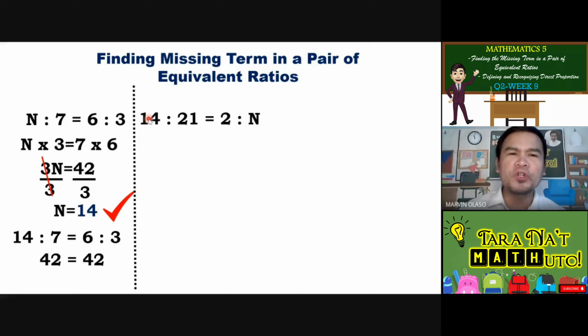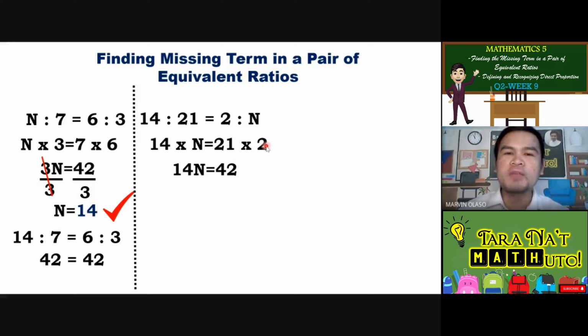So unahin natin, 14 times n equals 21 times 2. Ayan na. Wow. 14 times n, yun yung extremes. Tapos ito yung means, 21 times 2. So what is 14 times n? Obviously, we have 14n. And what is 21 times 2? We have 42. Nakuha. O, paano mawawala ang 14? Anong ginagawa natin? Yes, we are going to divide.